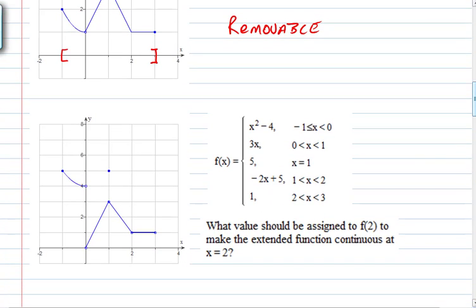All right. Next graph. What value should be assigned to f of 2 to make the extended function continuous at x equals 2? Right here, there's an open circle. What value do I need to assign to the function at x equals 2? 1. In order to fill this in, I need to say that the function is equal to 1 if x is equal to 2. Because right here, if I were to fill that point in, then the function would be continuous at that point, right? So, there it is.